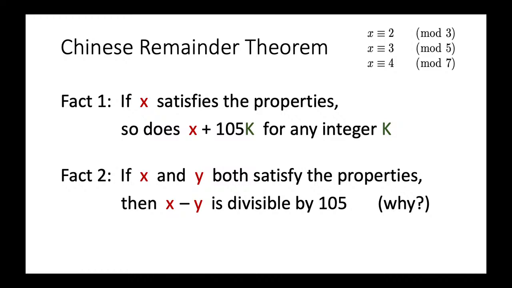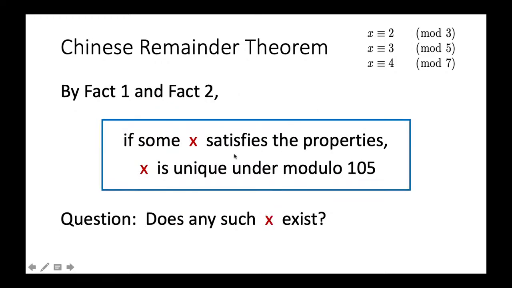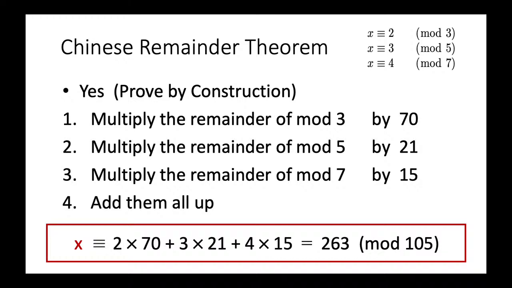So based on these two facts, what we know is that if some x satisfies the properties, then the value of x will be unique under modulo 105. So the problem now is whether x will exist or not. It turns out that the answer is yes. We can actually prove this by construction. So let us do the following 4 steps.